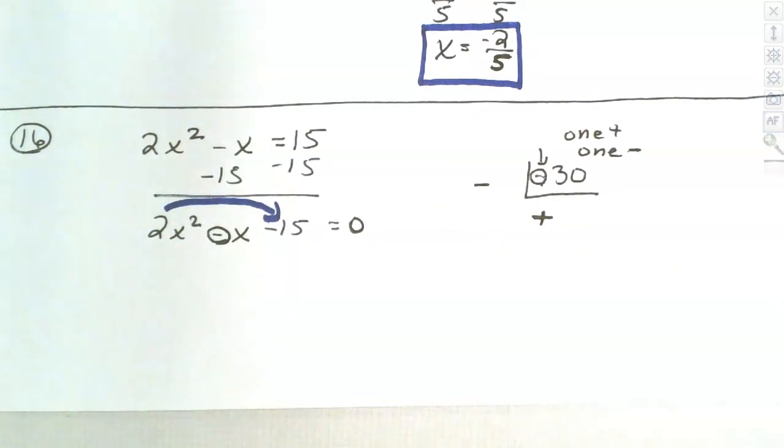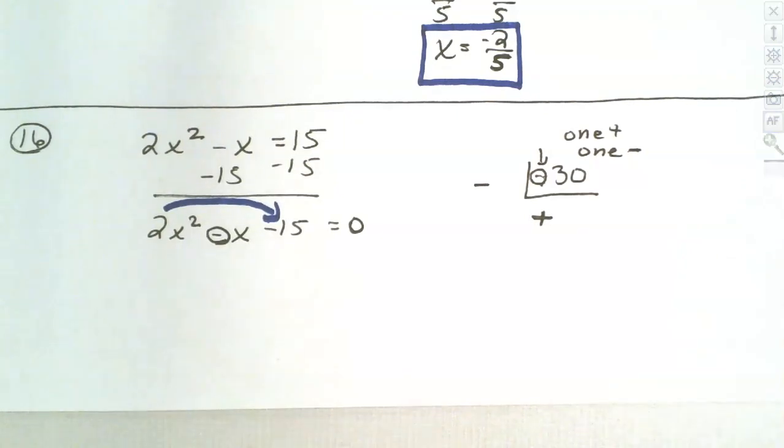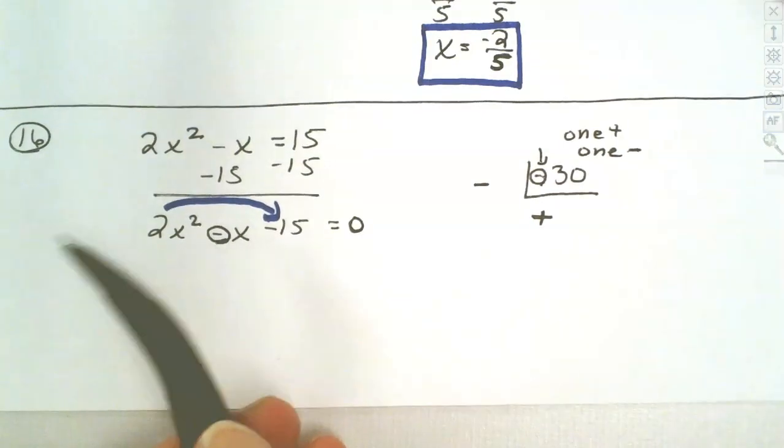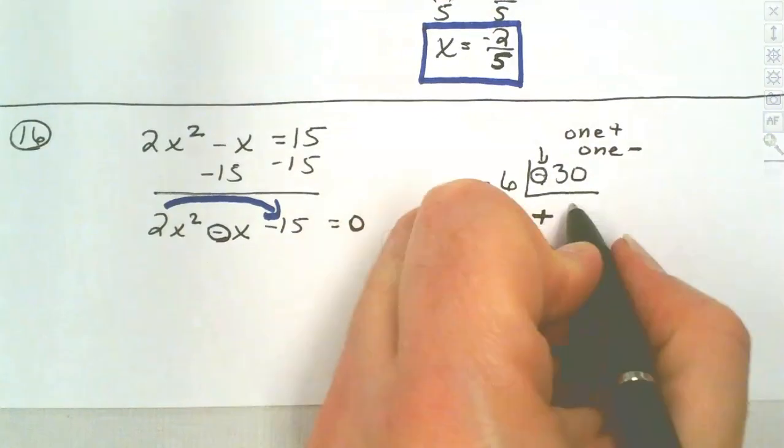What two numbers are going to work here? Multiply together to give you that 30, subtract from each other to give you the 1, because that's just a 1x in the middle. What would you use? Yep, 5 and 6. Now negative's in the middle, so that means the 6 is negative. It's the larger number. 5 is positive.